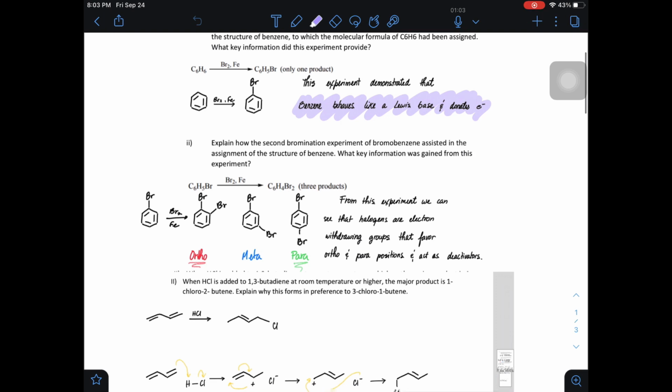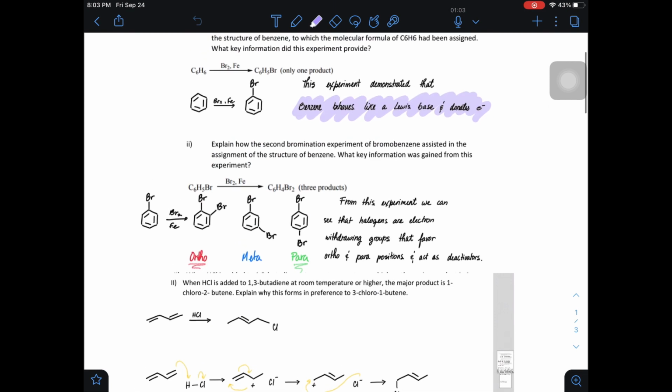Okay, so moving over, the second one is to explain how the second bromination of benzene helped us learn more about the structure of benzene. So as we can see right here, this is benzene, and then if we go further with another bromination, we have three options right here, three products. So we got the ortho, the meta, and the para positions of the product.